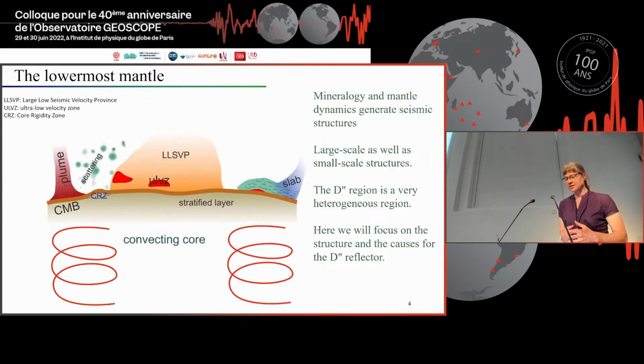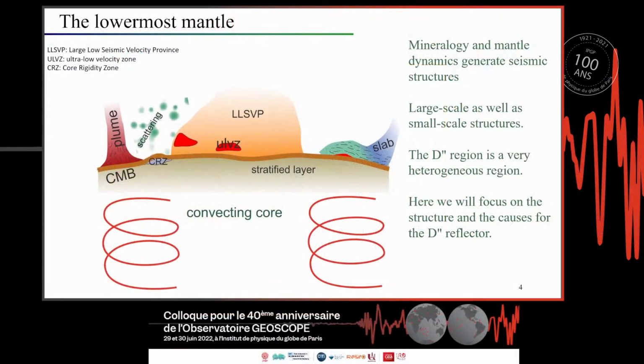number of structures. And you can see here, for example, the large low seismic velocity provinces, ultra-low velocity zones, but also it might be the resting place of slabs and the starting place of plumes, and also there's a lot of scattering apparently in the lower mantle. So it is a very heterogeneous region, and because there's far too much to talk about in 20 minutes, I will only focus on the D-double-prime reflector and the area below the reflector.